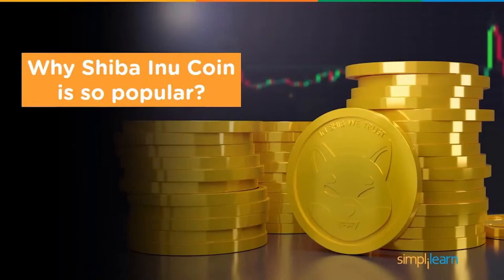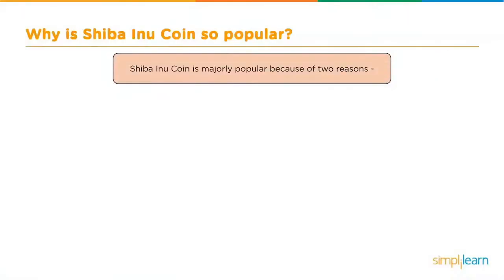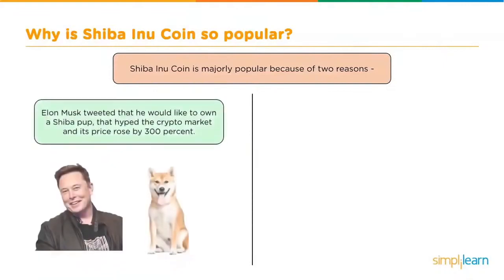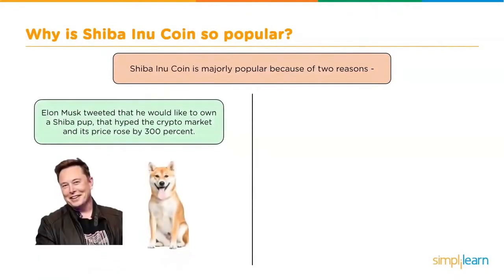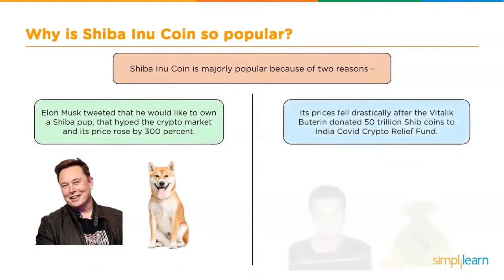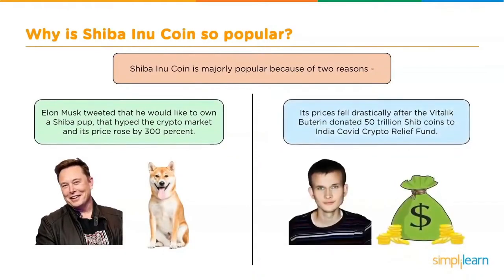Shiba Inu coin is majorly popular because of two reasons. Tesla founder Elon Musk has tweeted recently expressing that he would like to own a Shiba pup, which hyped the crypto market and its prices rose by 300%. On the other hand, its prices fell by around 40% after the founder of Ethereum blockchain network, Vitalik Buterin, donated 50 trillion Shiba Inu coins to the Indian government for COVID relief fund of an Indian crypto entrepreneur, Sandeep Naiwal.